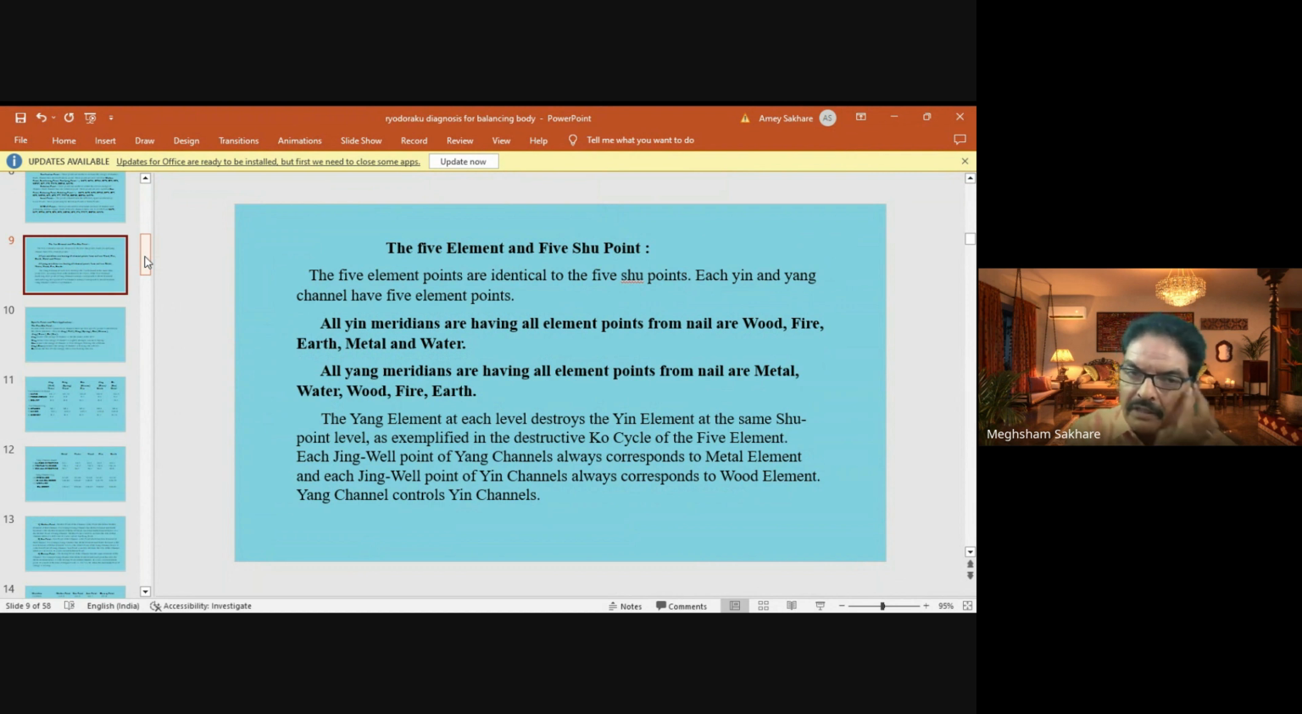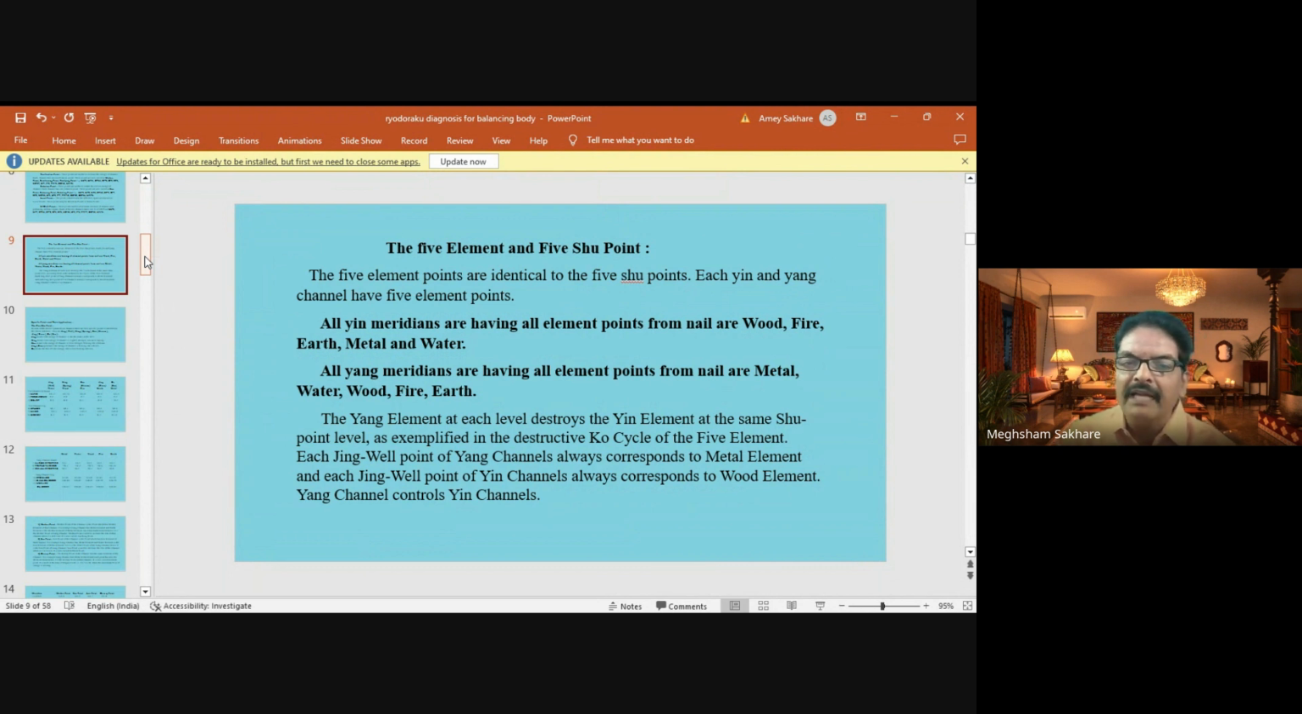And all yang meridians have all element points from the nail in the order metal, water, wood, fire, and earth. In the construction cycle, metal, water, wood, fire, and earth. This is the construction cycle. And above, wood, fire, earth, metal, and water is also the construction cycle.